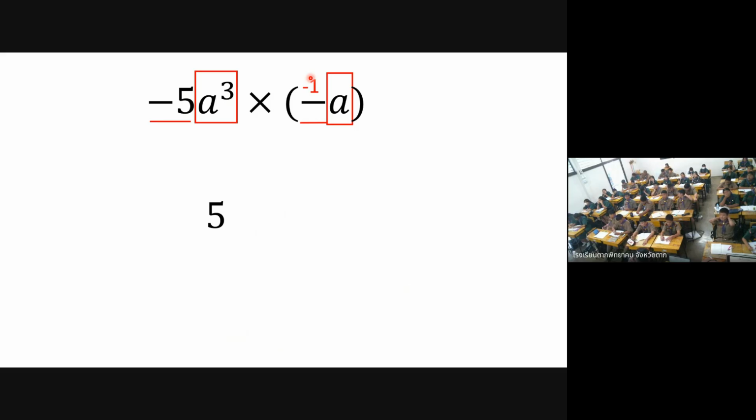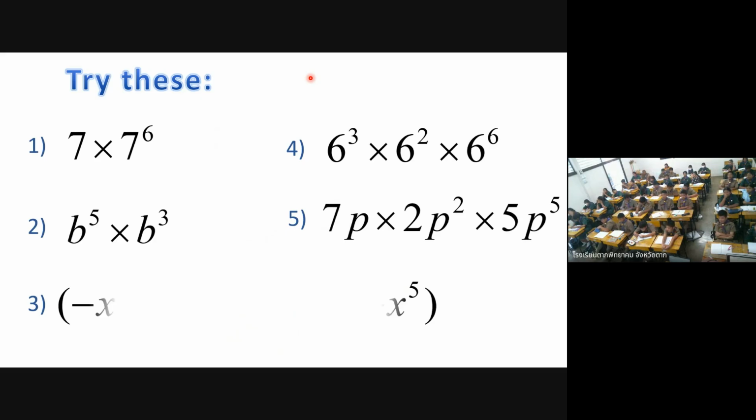What's a to the power of 3 times a? That's a to the power of 3 plus 1. So the answer would be 5a to the power of 4. Okay, everyone, copy and answer this.